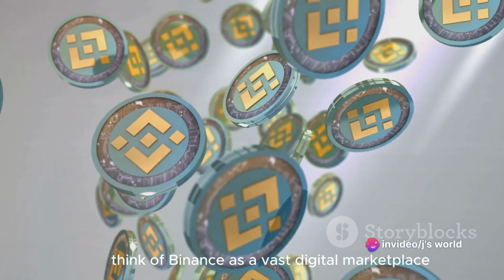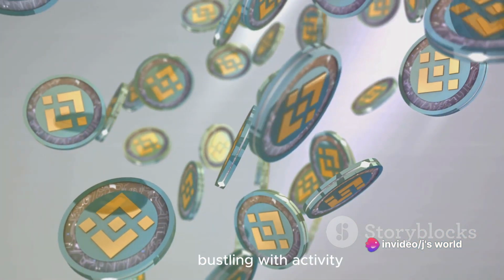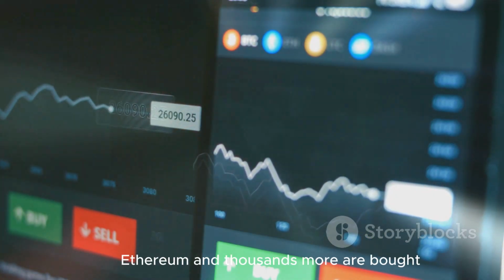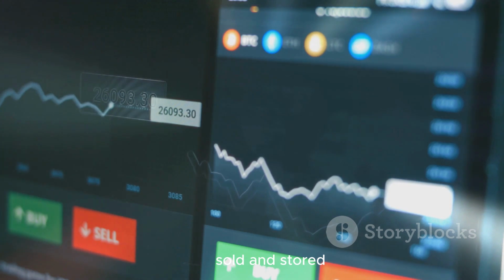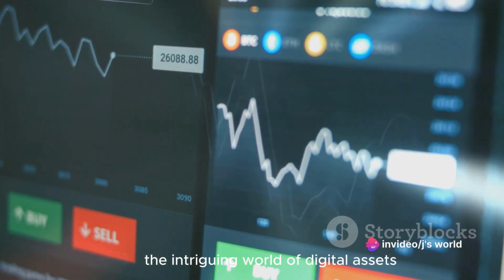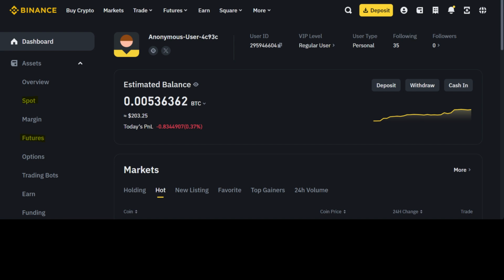Think of Binance as a vast digital marketplace bustling with activity, where cryptocurrencies like Bitcoin, Ethereum, and thousands more are bought, sold, and stored. It's a platform that opens the door to the intriguing world of digital assets. Binance is more than just a trading platform. It offers a range of services, from spot trading, futures markets, to an integrated wallet for secure storage. Each feature is designed to provide you with an all-encompassing, seamless trading experience.